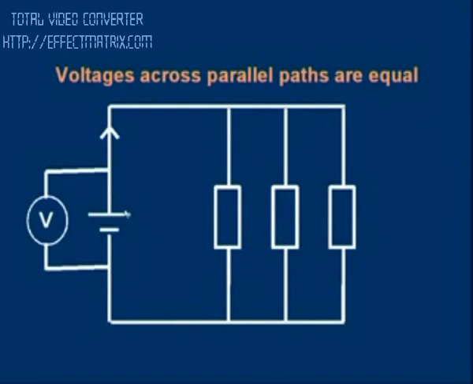And for the outer part of the circuit, the right hand resistor, again there's only one resistor in that loop. So the voltage across the resistor will equal the voltage across the cell. So all 3 resistors have the same voltage, and this is true of any components in parallel. They always have the same voltage across them.